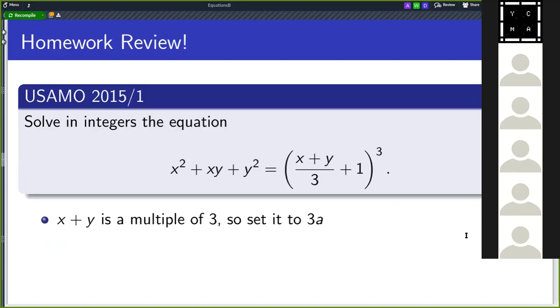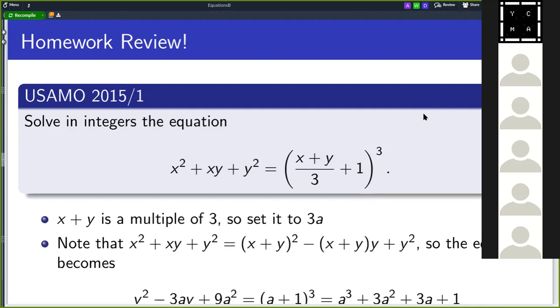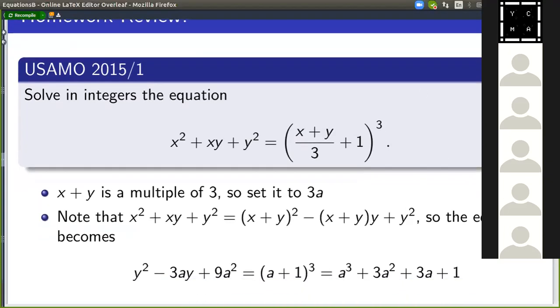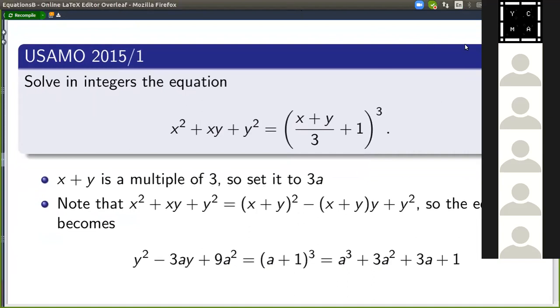So let's try to find a good expression for the left-hand side in terms of x plus y. So Aaron is suggesting 9a squared minus xy. We don't want an xy because now we have 3 variables. So what we do instead is we set x squared plus xy plus y squared equals (x plus y) squared minus (x plus y) times y plus y squared. And now our only 2 variables are x plus y and y.